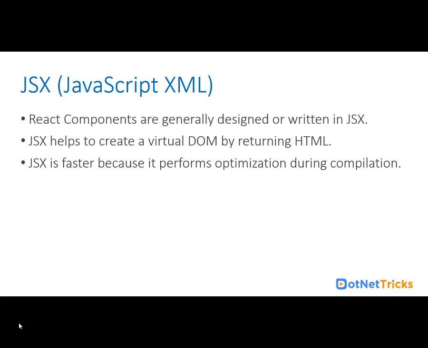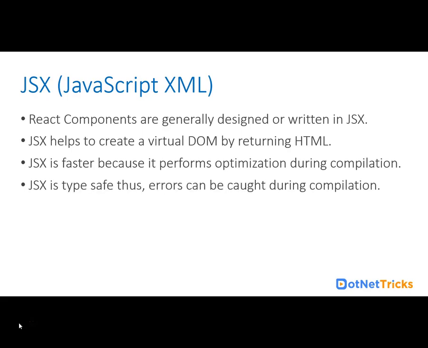JSX is faster because it performs some optimization during compilation. Whatever JSX syntax you write is actually compiled into pure JavaScript. Let's say if you write an h2 element in JSX syntax, it compiles that into JavaScript, where we use the createElement method to create the h2 element in HTML.